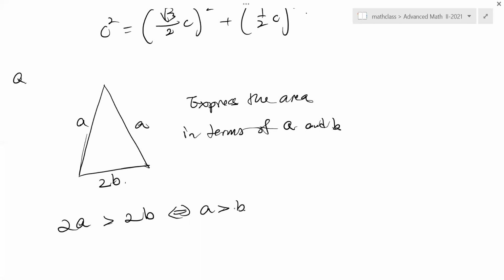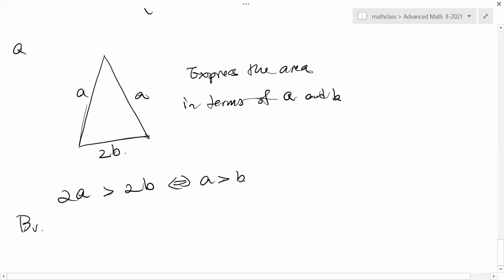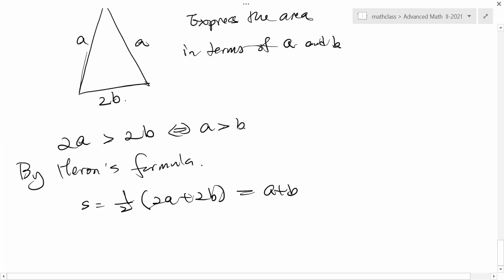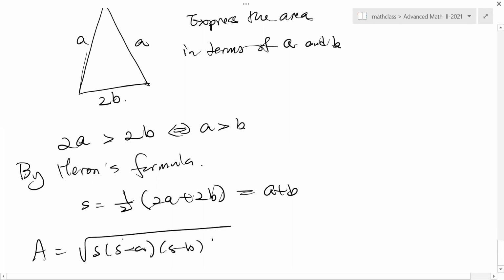Well, let's try and use Heron's formula. I told you you can always use Heron's formula to solve the problem. So S is half of the perimeter. It's going to be 2A plus 2B over 2, so just equal to A plus B, right? Okay, then the area is going to be the square root of S times S minus A, S minus A, S minus C.